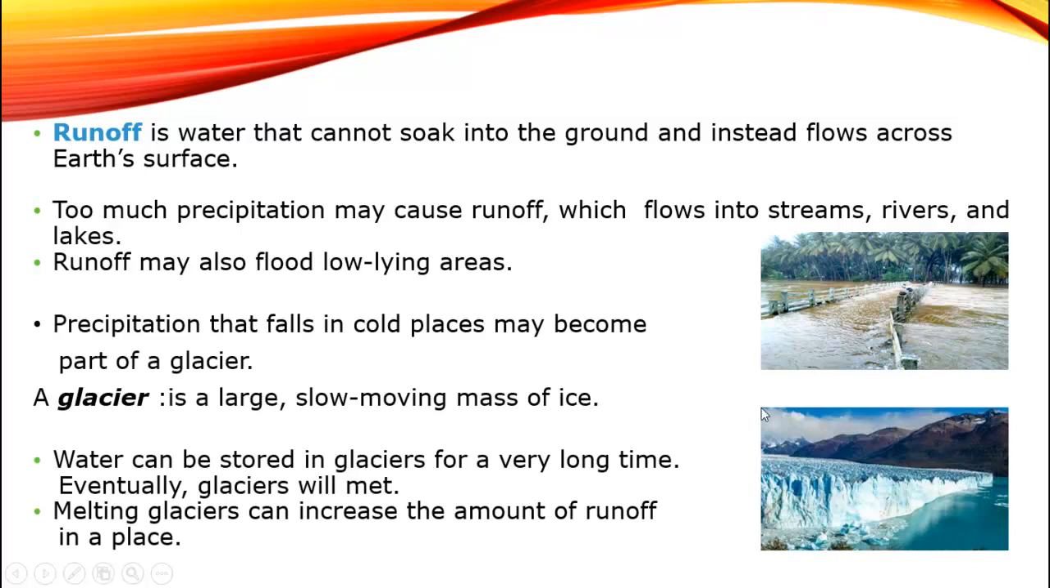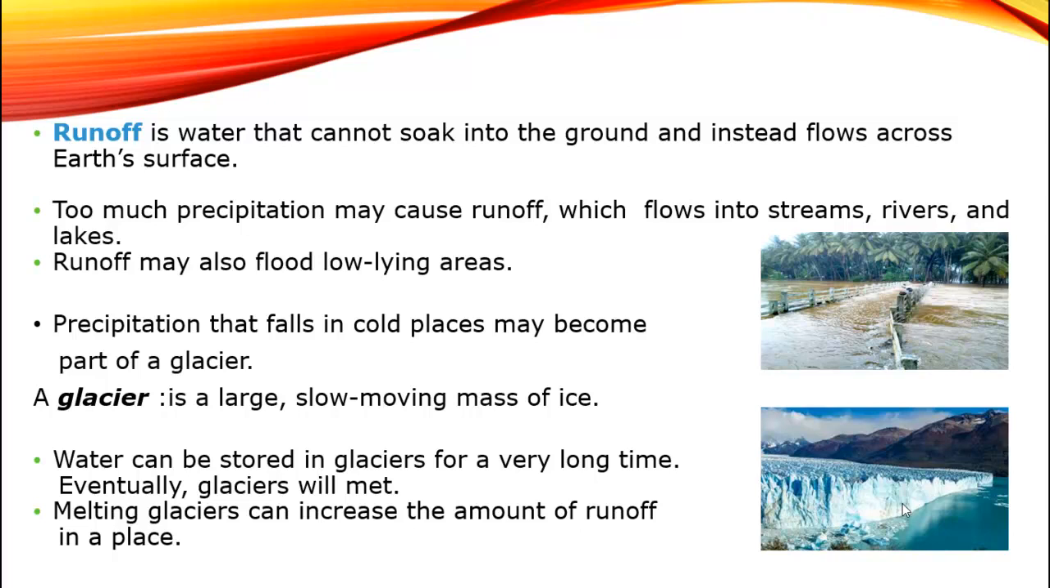Precipitation that falls in cold places may become part of a glacier. A glacier is a large, slow-moving mass of ice. Water can be stored in a glacier for a very long time. Eventually, the glacier will melt. Melting glaciers can increase the amount of runoff in a place.